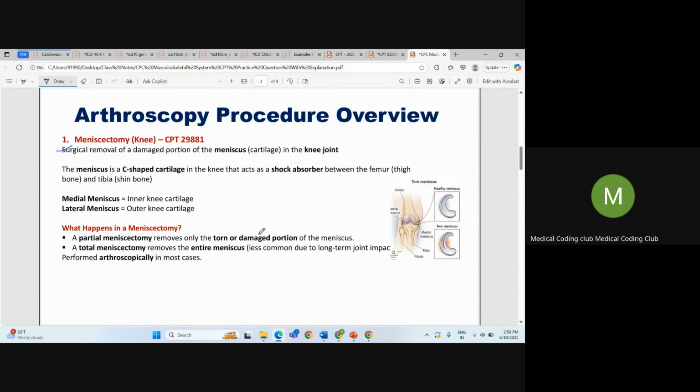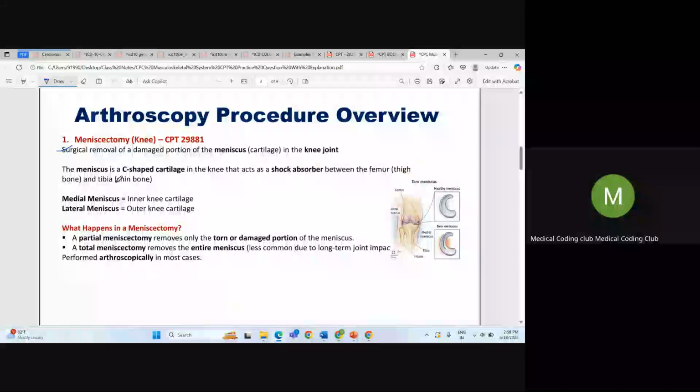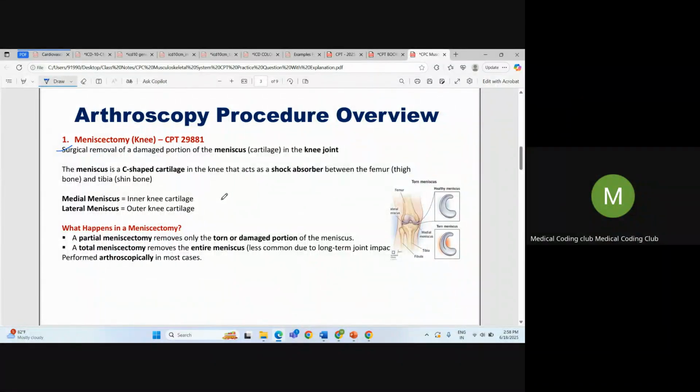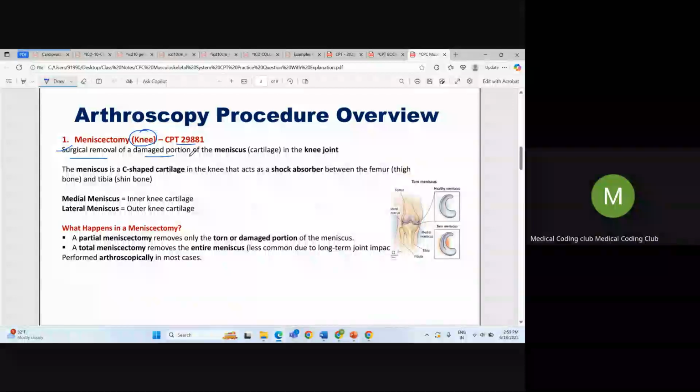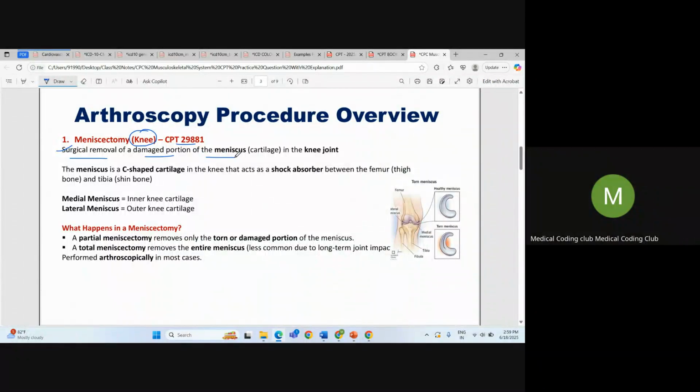So we have to go through all of these procedures, and understand at which location they are performed and what specific coding guidelines we have for that particular procedure. First is meniscectomy. This is typically performed on the knee region, and the code starts in the 29881 series. It is the surgical removal of the damaged portion of the meniscus.